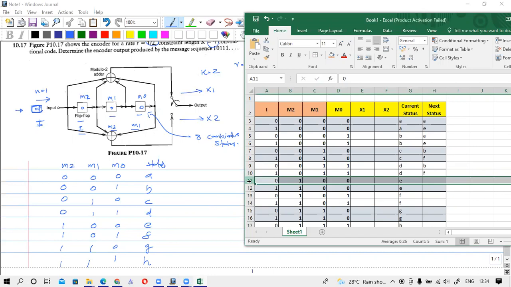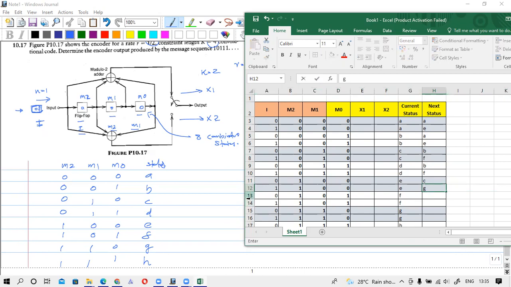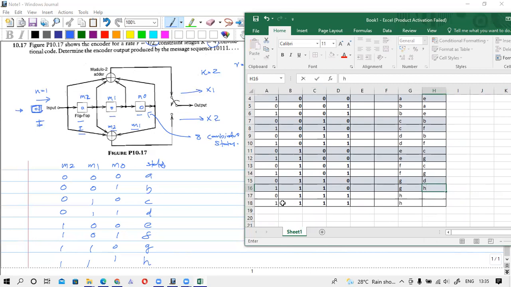And you have 010, state C. 010 is state C, and here 110 is state G. And here you have 010, state C again. 110 means state G. And you have 011, state D, and 111 is state H. And again you have 011, state D, and 111 is state H.